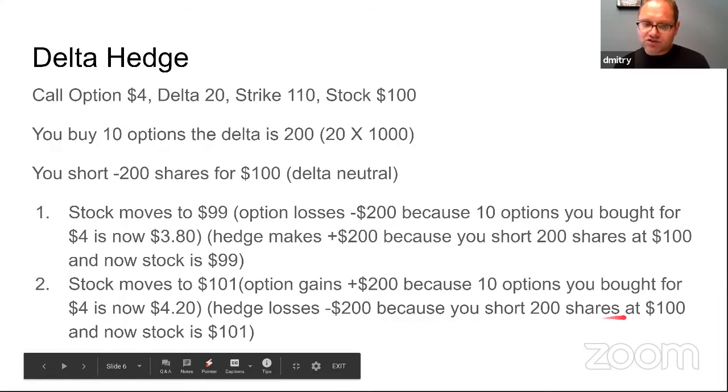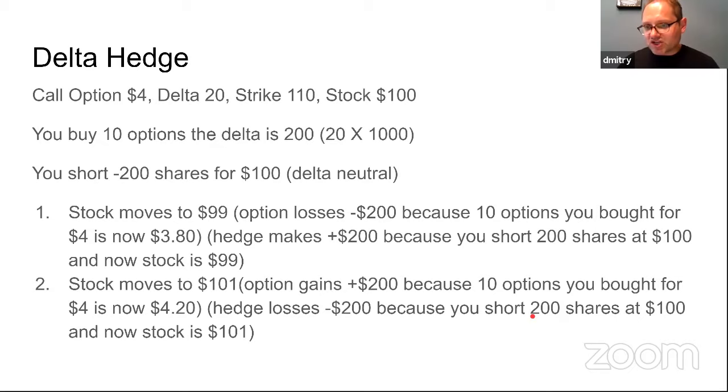We shorted 200 shares at 100. The stock went up to 101. We lost $200 there. They both offset. So our P&L on direction offset. That's an example of being delta neutral. Whenever the stock moves, your deltas are offsetting. So this way you don't make or lose on the delta move.